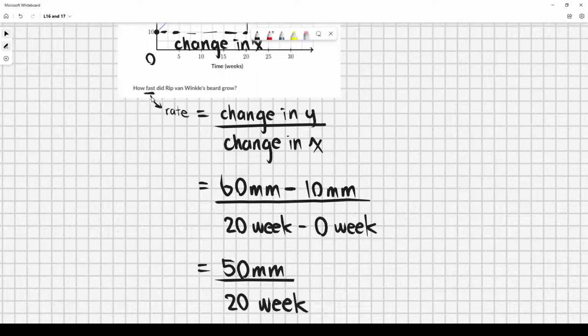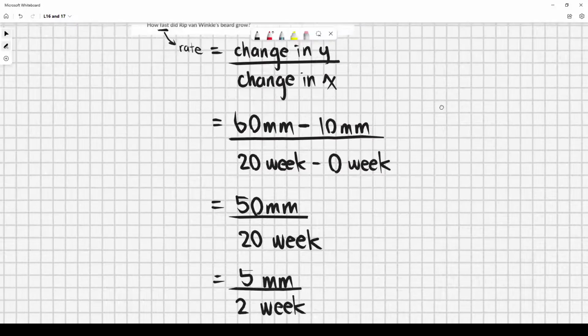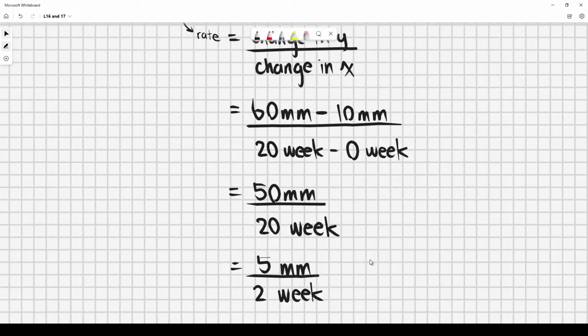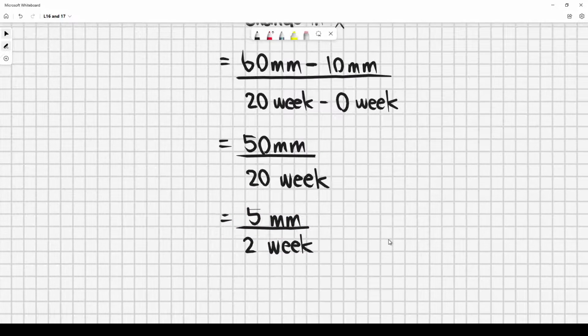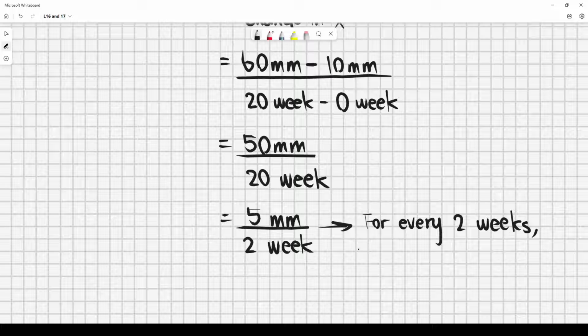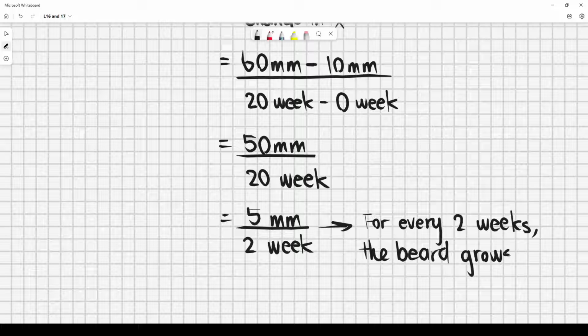Because this is asking for how fast the beard grew, that means when you get an answer, what this represents is that for every 2 weeks, my bad, for every 2 weeks, the beard grows 5 millimeters.